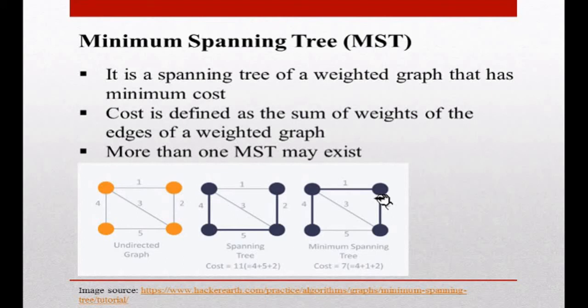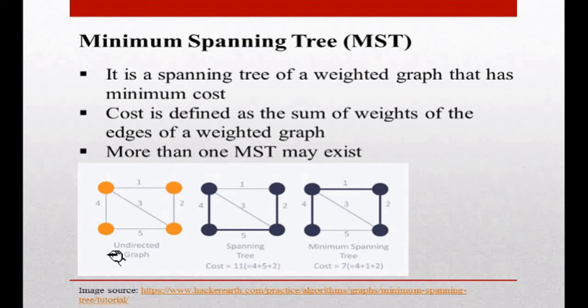So spanning trees are defined for a weighted graph. What does it mean? What is a minimum spanning tree? It is a spanning tree defined for a weighted graph, and it has minimum cost. So any spanning tree that has the least cost for a weighted graph is defined as a minimum spanning tree. So what is cost? Cost is defined as the sum of the weights of the edges of the weighted graph. An example would make it easier to understand.